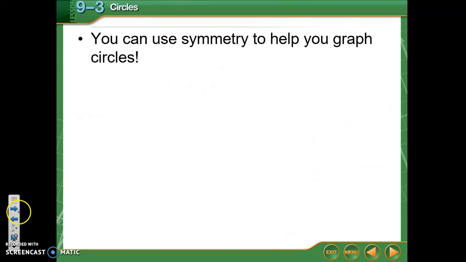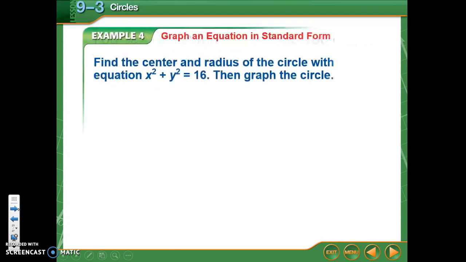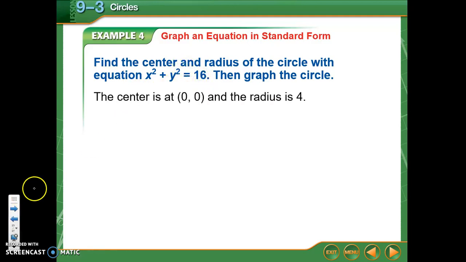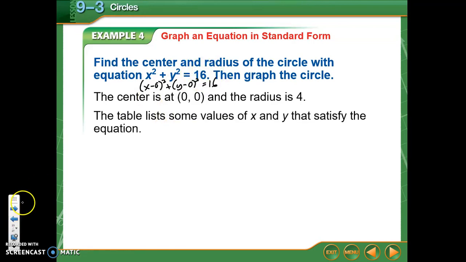All right. Remember that circles are perfectly symmetrical, so when I'm graphing, I usually don't have to find too many points before I can get a pretty good graph of a circle. So in this case, I'm given this equation. From the equation, I'm going to find the center and the radius, and I'm going to graph. So obviously here, the center is (0, 0), because I can't see my h and k, but remember this is like saying (x minus 0) quantity squared plus (y minus 0) quantity squared is 16. Remember, 16 represents the radius squared, so the radius is 4.